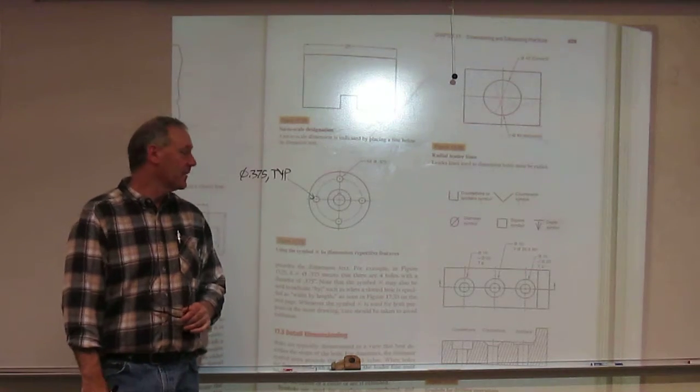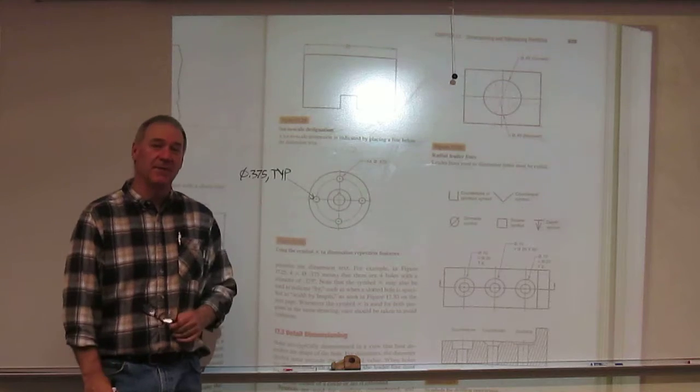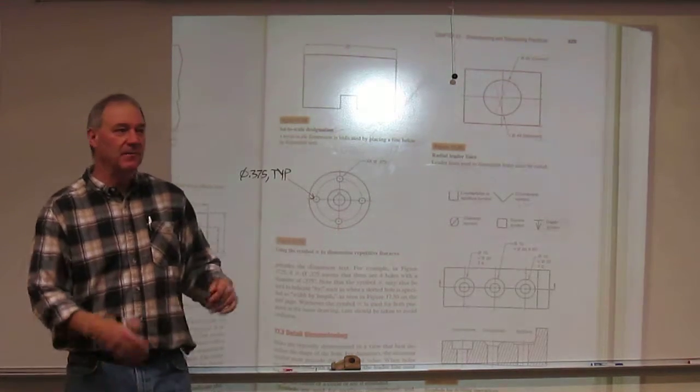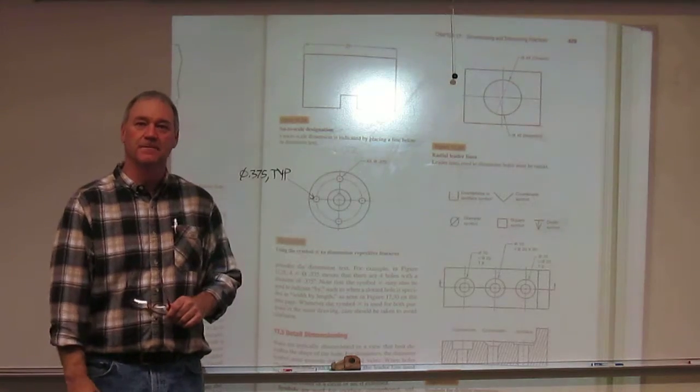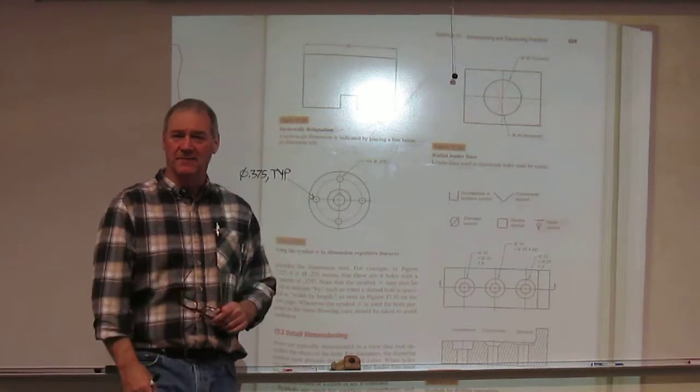If there's room for confusion, then yeah, I might do each one individually. If I think it's very apparent what's going on, then I start using multipliers, typicals, these types of things. Okay, and it's a judgment call by the drafter.